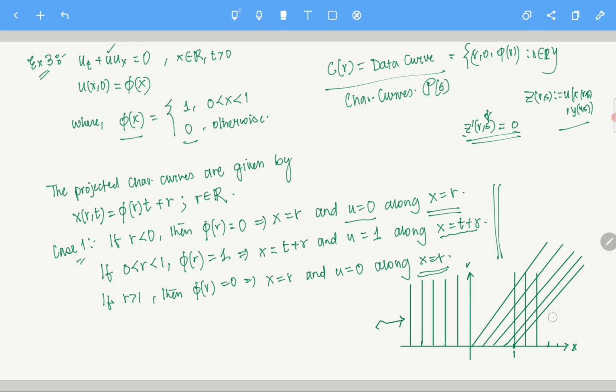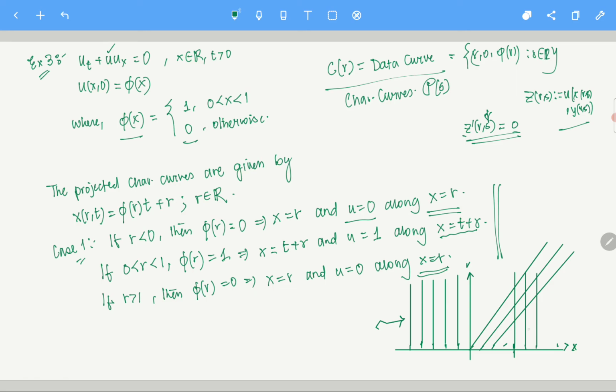Let me, yeah, it's gone. So many lines are gone. One second, let me draw. Oh god, one second. I'm sorry about it. So I hope this is fine.